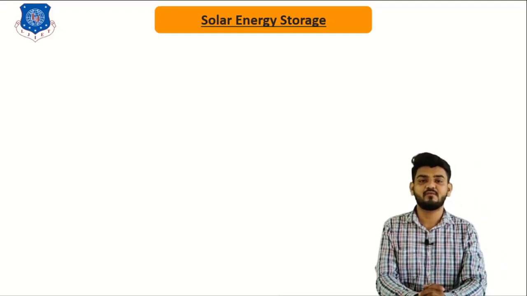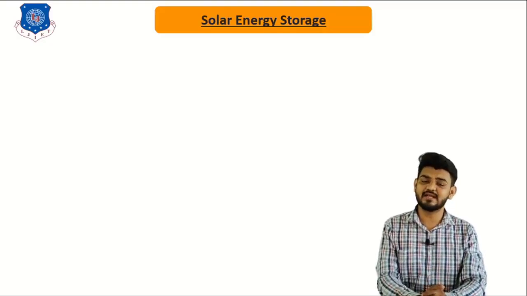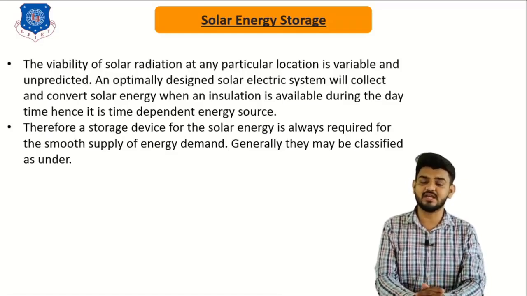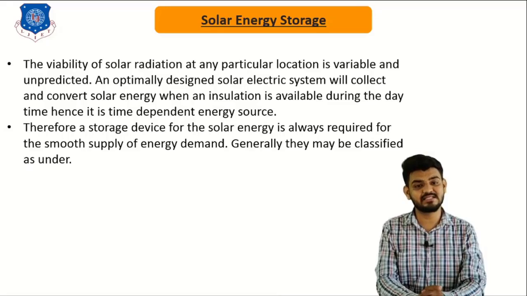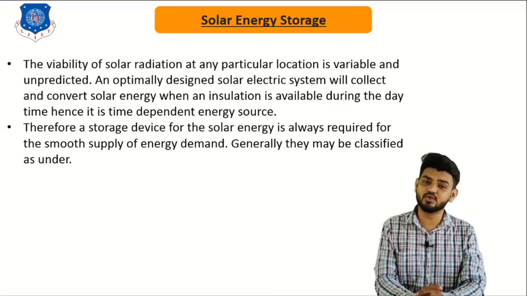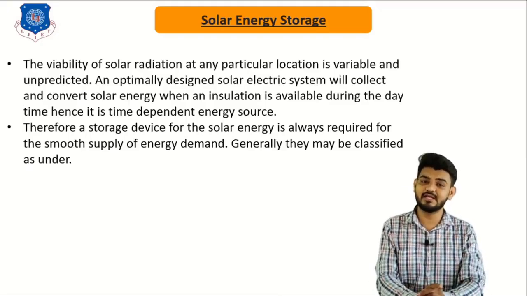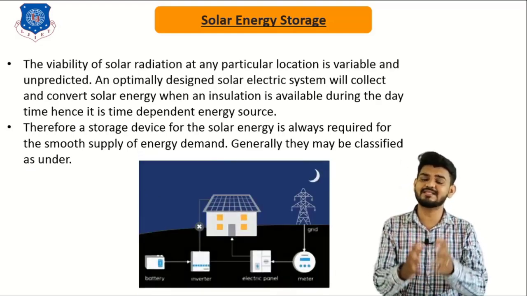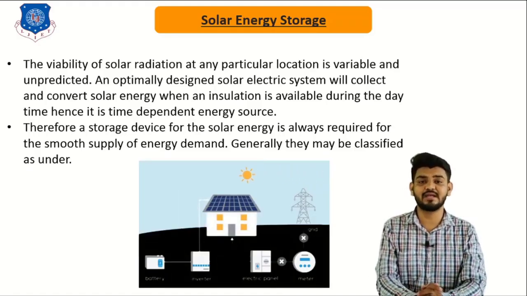Now in this video, we are going to start a new topic in solar energy: the solar energy storage system. Well, the availability of solar radiation at any particular location is variable and unpredictable. An optimally designed solar electrical system will collect and convert this solar energy into electrical energy when insolation is available during the daytime. Hence, during the night time, this optimally designed solar energy device will not work because there won't be any solar radiation during night time.